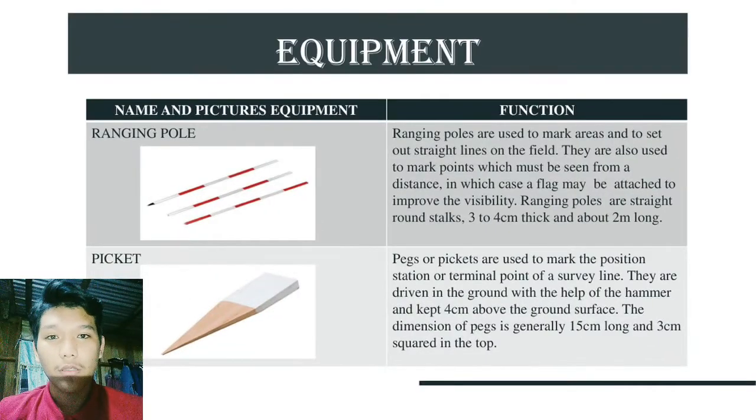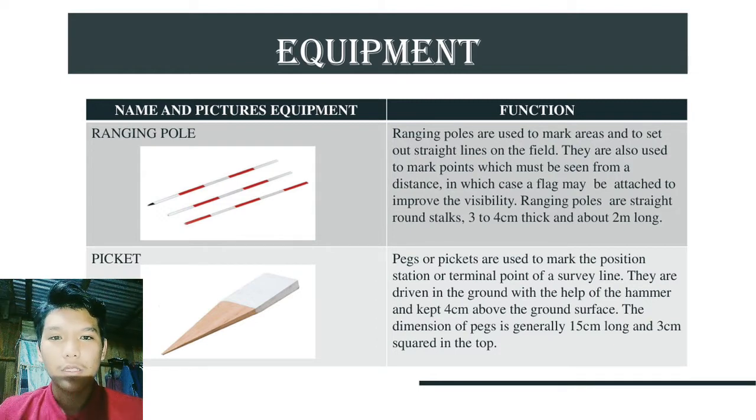Number 3 is the ranging pole. Ranging poles are used to mark areas and to set out straight lines on the field. They are also used to mark points which must be seen from a distance, in which case a flag may be attached to improve the visibility. Ranging poles are straight, round stocks, 3 to 4 cm thick and about 2 meters long.